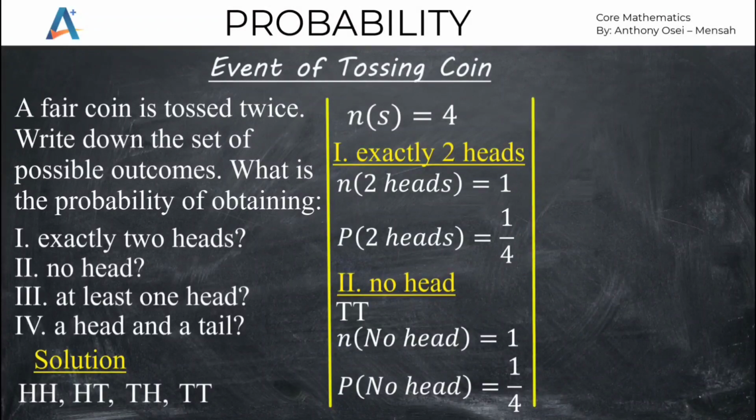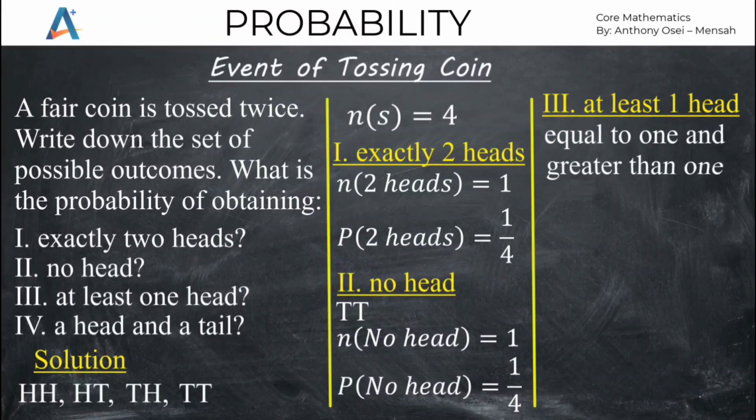Now with the III, it says at least one head. Let's understand at least one head. I have told you that anytime this at least or at most question comes under probability, take your time to get a different meaning. Now at least one head means the least should be one head. That means we are talking about greater than or equal to 1. So the thing should be equal to 1 and can still be greater than 1. It shouldn't be less than 1. That is the meaning. So it should be greater than or equal to 1.